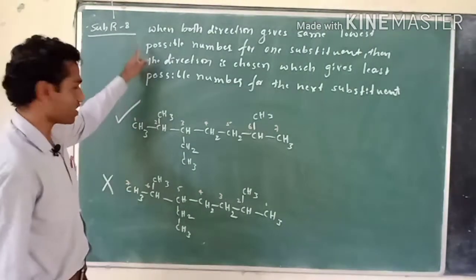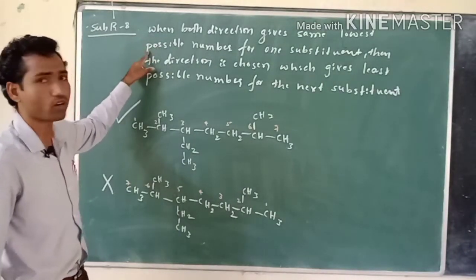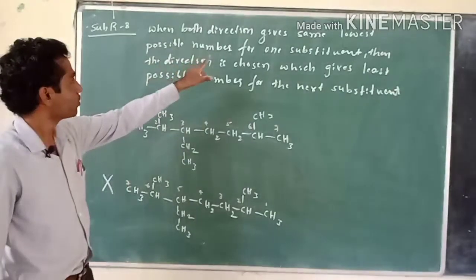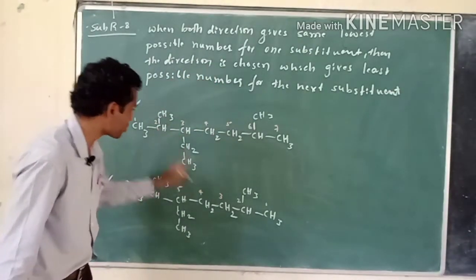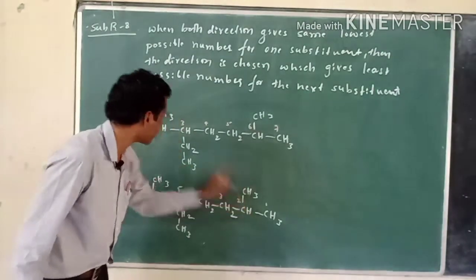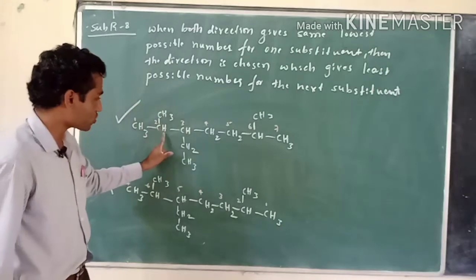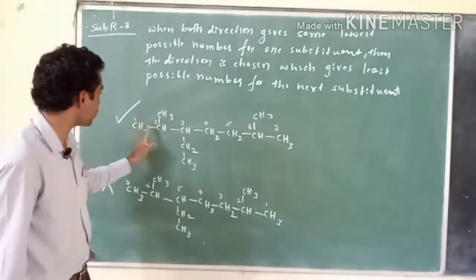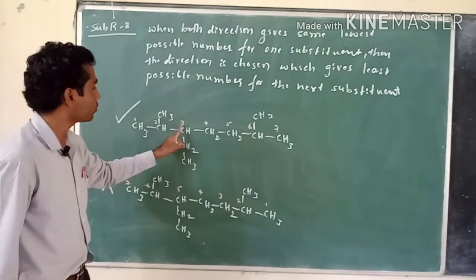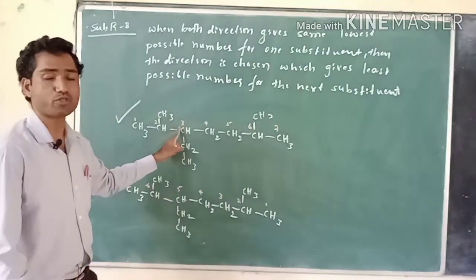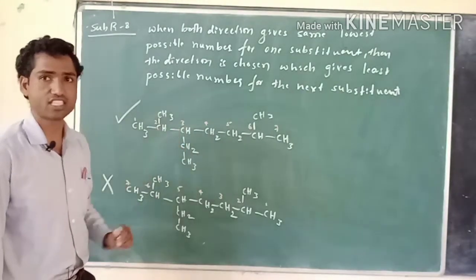Right. So what does the 8th rule say? When both directions give the same lowest possible number for one substituent, both directions will give the lowest possible number to one substituent. Then the direction is chosen which gives the least possible number to the next substituent. So this is what the 8th rule is. This you have to remember.